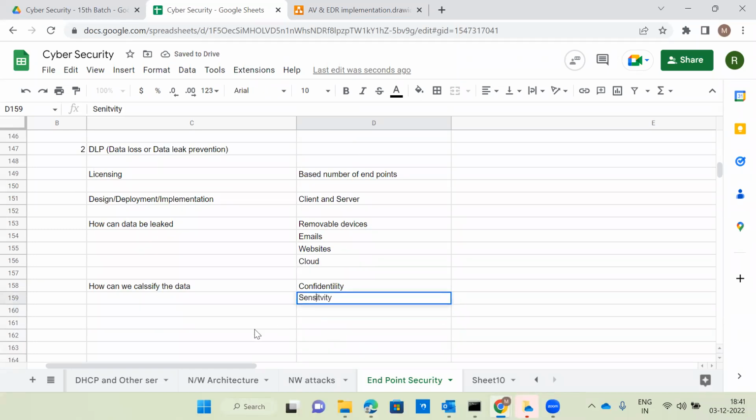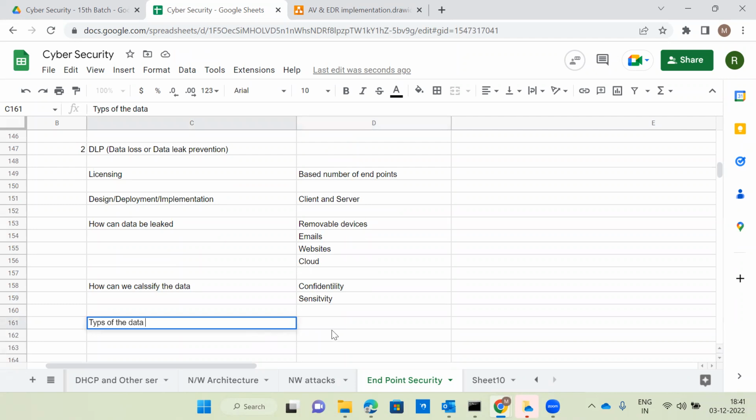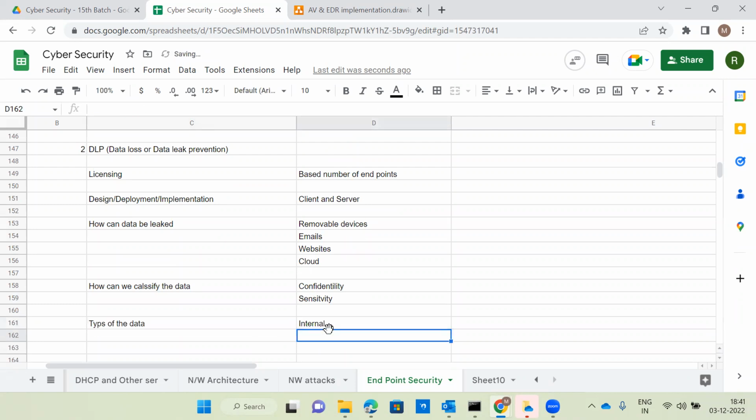Now, what are the different types of data we have? Types of data. One is internal data, which means only internal employees can access the data. Example, timesheets, financial reports, applying for leave, salary slips, all those internal data. Next one is public data, which everybody can access. Example, tcs.com. Maybe one of the end users wants to apply for a job on the careers website of tcs.com. So everybody can access it, right? So, public.